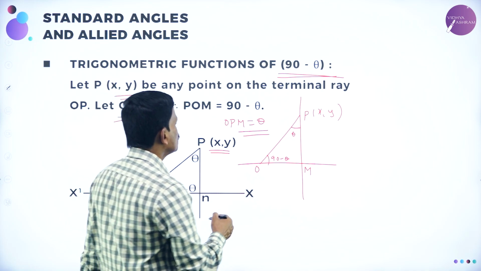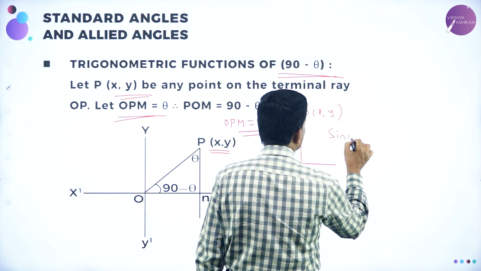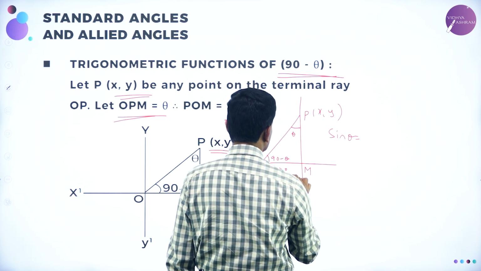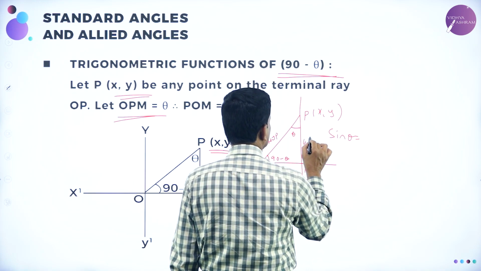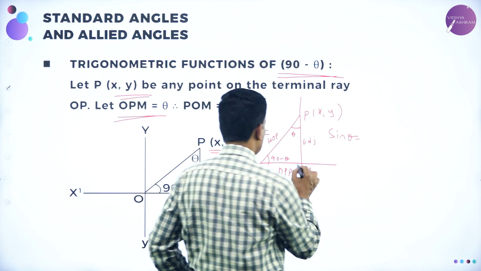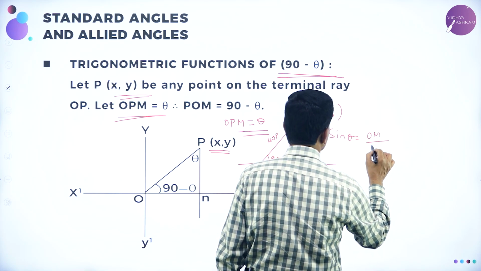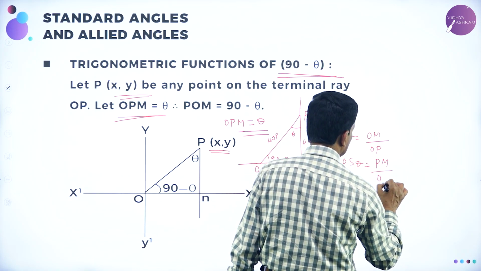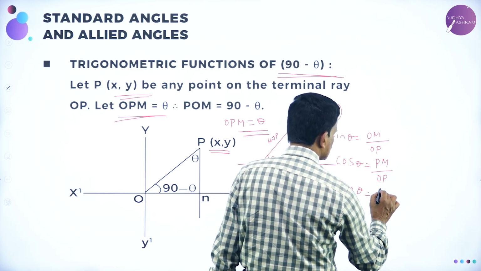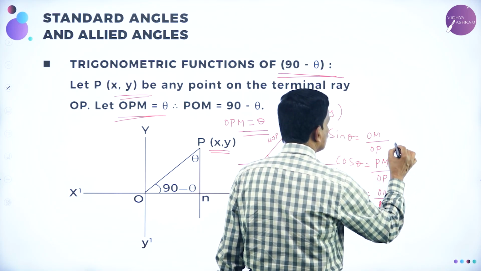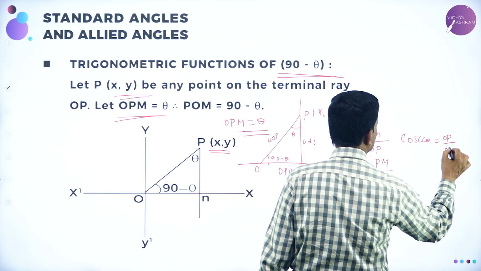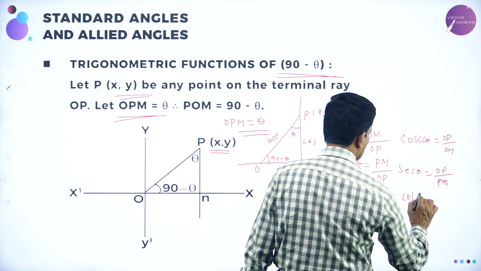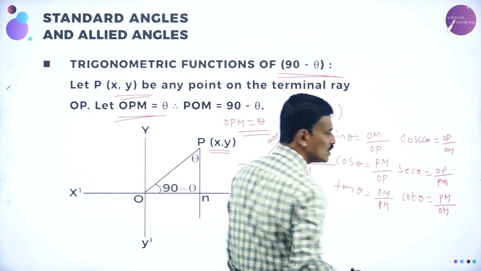Now, from this triangle OPM, what is sin theta? Sin theta is opposite by hypotenuse, that is OM divided by OP, and cos theta is adjacent side PM divided by OP. Tan theta is opposite by adjacent, that is OM divided by PM. Similarly, cosecant theta is OP by OM, secant theta is OP divided by PM, and cot theta is PM divided by OM. This is for this triangle.